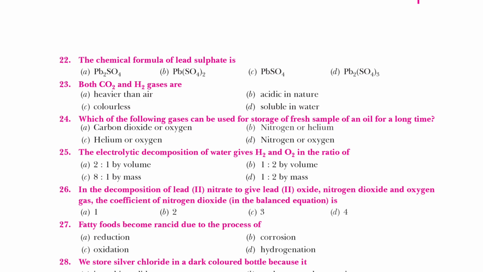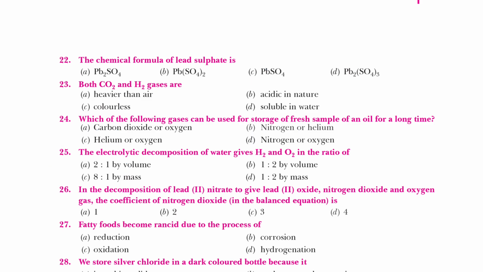Which of the following is the chemical formula of lead sulfate? Lead sulfate formula: what is the charge on lead? Sulfate ions SO4 carry 2 negative charge, and lead carries 2 positive charge, clear students, and SO4 carries minus 2 charge. So the charges are balanced, that's why option C is correct.